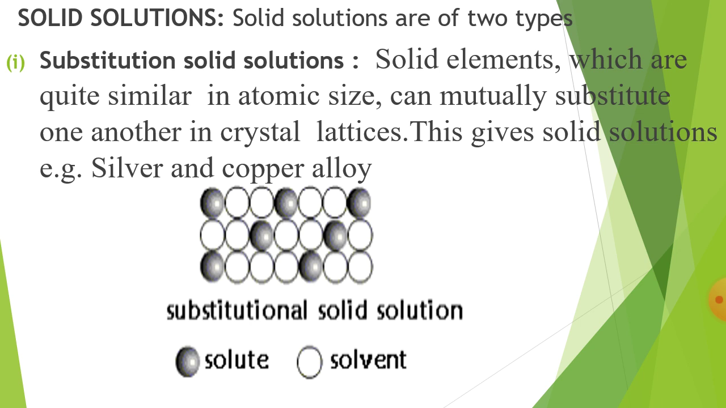Look at the diagram. Solute is shown by the dark circle and solvent by the white circle. So here the solute substitutes the solvent due to similar sizes. Hence, this type of solid solution is known as substitutional solid solution.